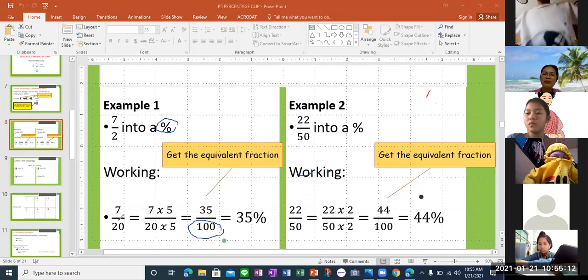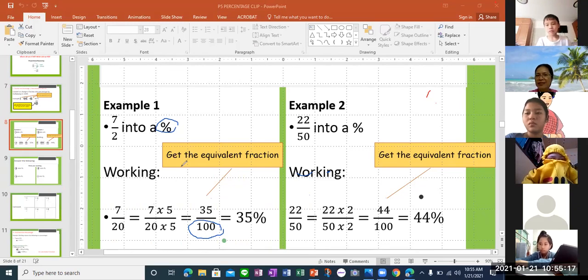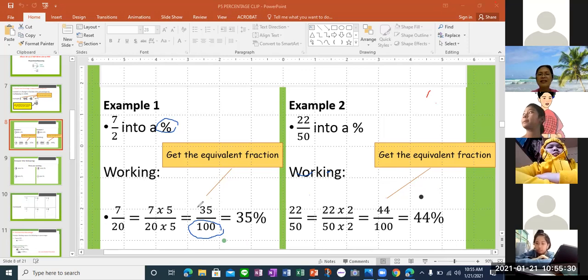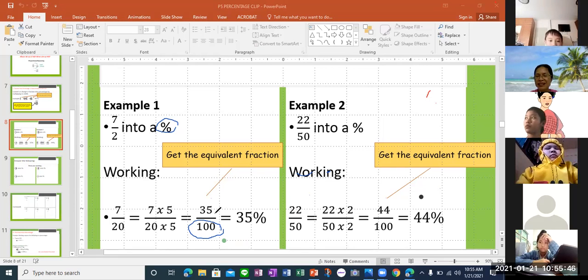So for 7/20th, you're going to get the equivalent fraction. 7 times 5, that is 35, and 20 times 5, you get 100. So your answer now is 35/100, or 35 100ths. Now, what are you going to do? You are simply imagining that there is a decimal point here and you move it.